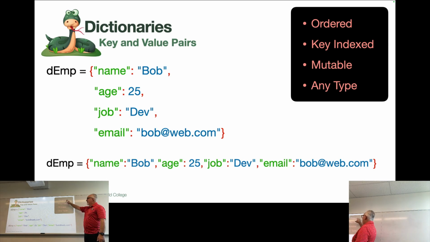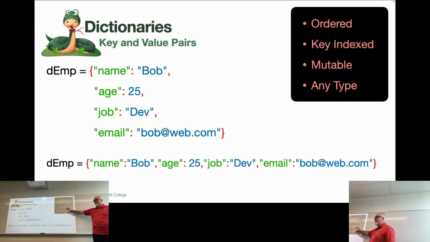So a dictionary is technically ordered. I say technically because the order of a dictionary does not matter. We don't tend to care about dictionaries and their order because it doesn't matter if name is first or last. When we want to find out what the name is, we just ask for the name, right? So we don't use dictionaries in the same way that we often use lists. They are key indexed, right?